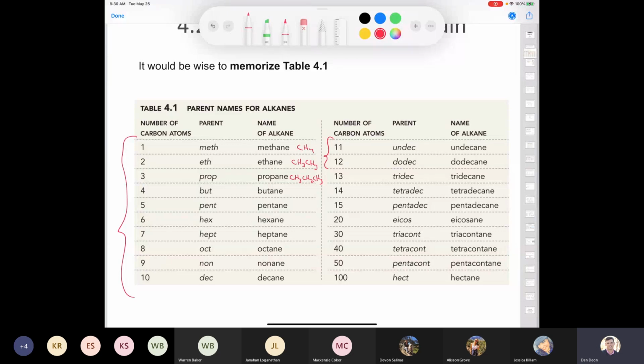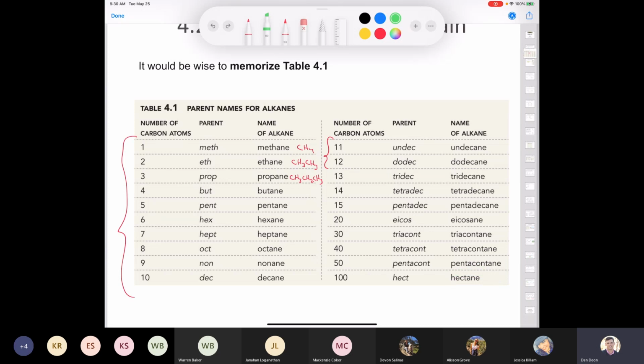So you have to have that memorized. Methane, ethane, propane, butane, pentane, hexane, heptane, octane, nonane, decane, undecane, and dodecane. Those are going to come in really handy. And now you can say to your friends, what in the hectane, right? That's 100 carbons, but you don't have to have that memorized.